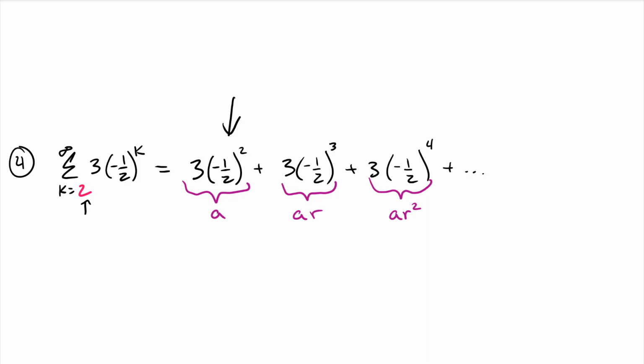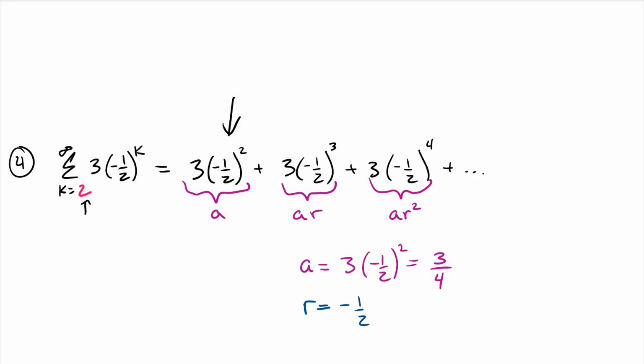Look, if the first term is a, and that's how we want it each and every time, we want it to be a as our first term. It's telling us a is equal to 3 times negative 1/2 squared, or 3/4. And then what's r? Can you figure out what r is? It's negative 1/2. Look, it's right there. It's an r.